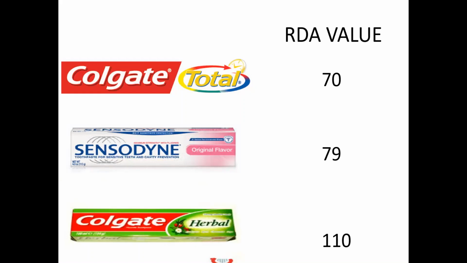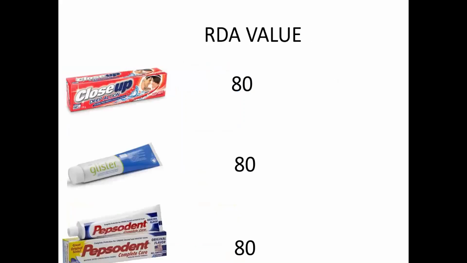So Colgate Total and Sensodyne all come with an RDA value of abrasivity that shows they contain a medium abrasive agent. Whereas when we look at Colgate Herbal, the abrasivity or RDA value is 110, which means it is highly abrasive. Okay, so be very careful while prescribing a highly abrasive dentifrice. For Close-Up, Glister by Amway or Pepsodent, the RDA value is just 80, which means it is within the recommended limit.